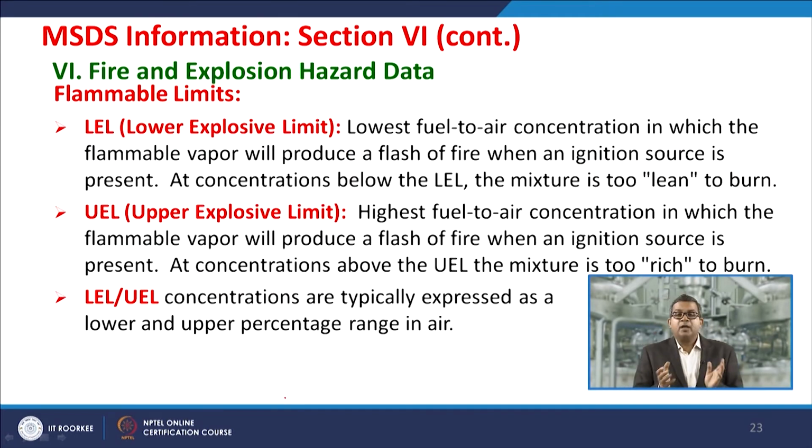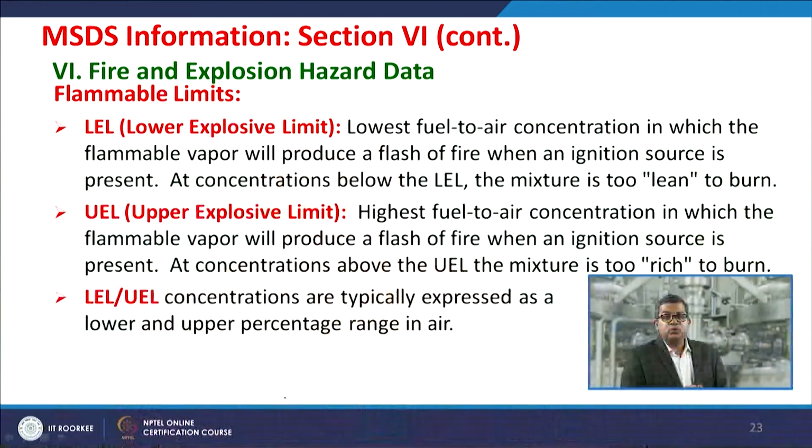Now, when we talk about fire and explosion hazard data, we must specify there are certain limits, like while we are handling vapors or liquids. So we must specify the safe limits under which we can work, like in toxic substances. Different agencies give two limits. First, the lower explosive limit: the lowest fuel to air concentration in which the flammable vapor will produce a flash of fire when an ignition source is present. At concentrations below LEL, the mixture is too lean to burn.